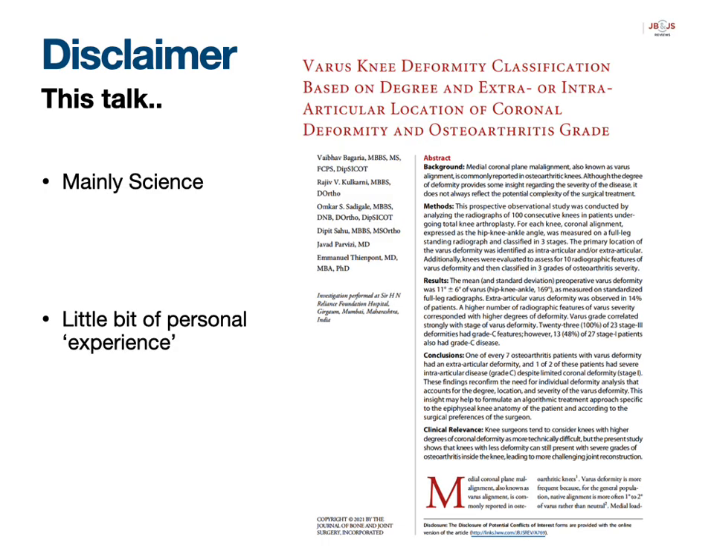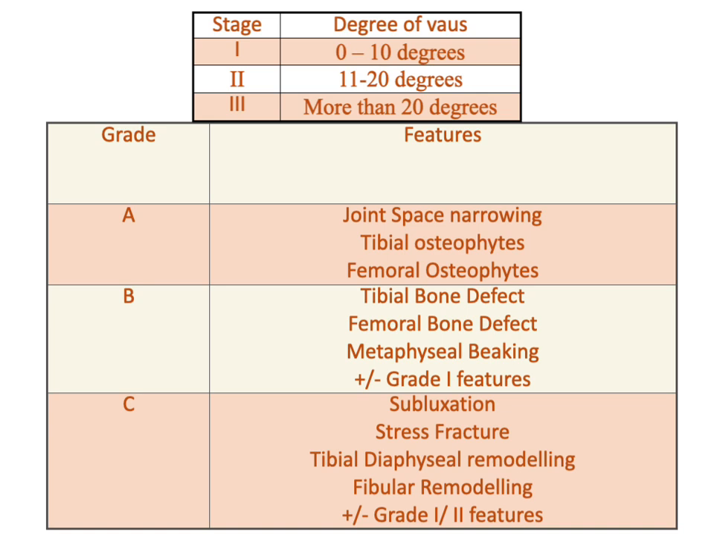Before I proceed, this talk is mainly science, but it is also a little bit about personal experience because I also have evolved over the last 2 decades of my practice on understanding how the varus knee behaves. And a lot of it is in our paper that we published in JBJS on how to look at varus differently. So those of you who are interested can read this paper, but primarily what it does is define varus into two types: the stage and the grade.